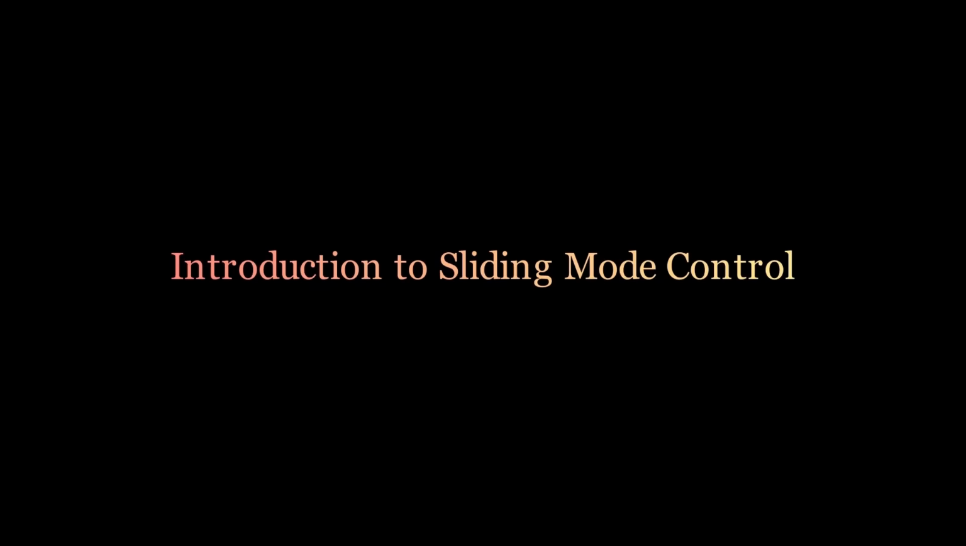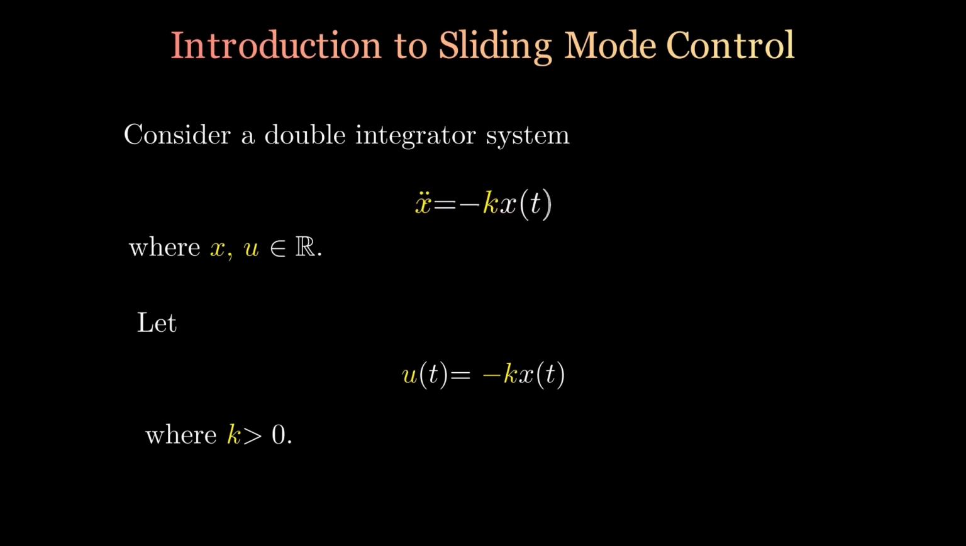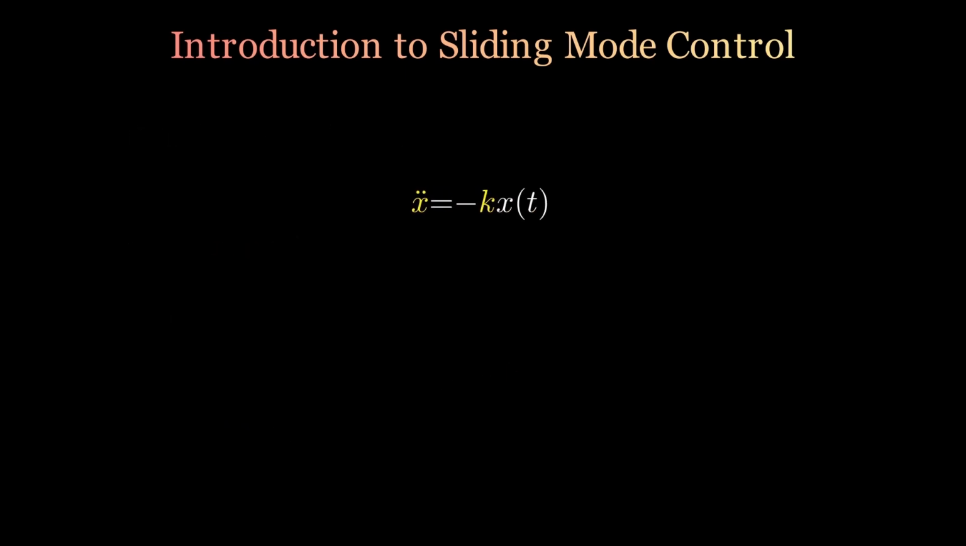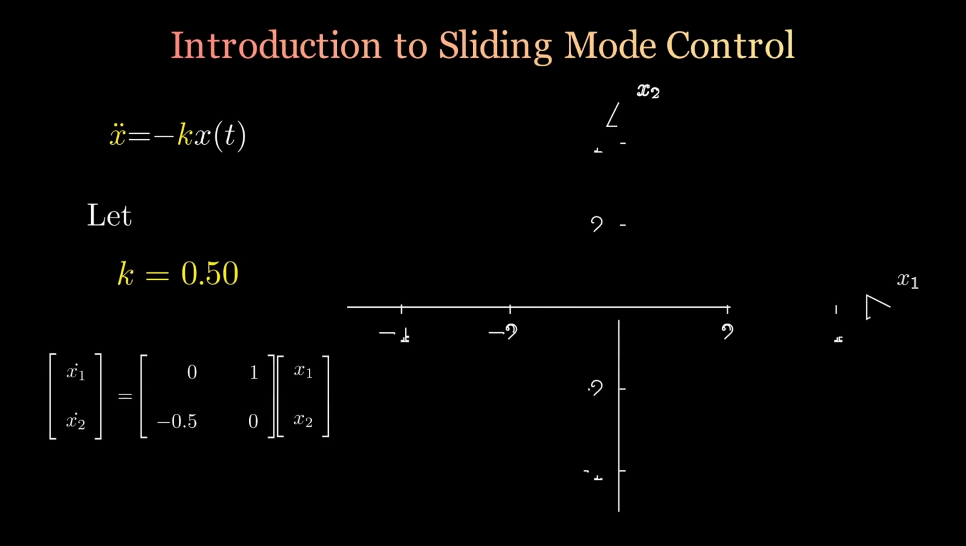Let's start by considering a double integrator system with a feedback control law given by U equals minus k times x, where k is a positive scalar. The state space representation can then be obtained as follows. Let the gain k have a value of 0.5.